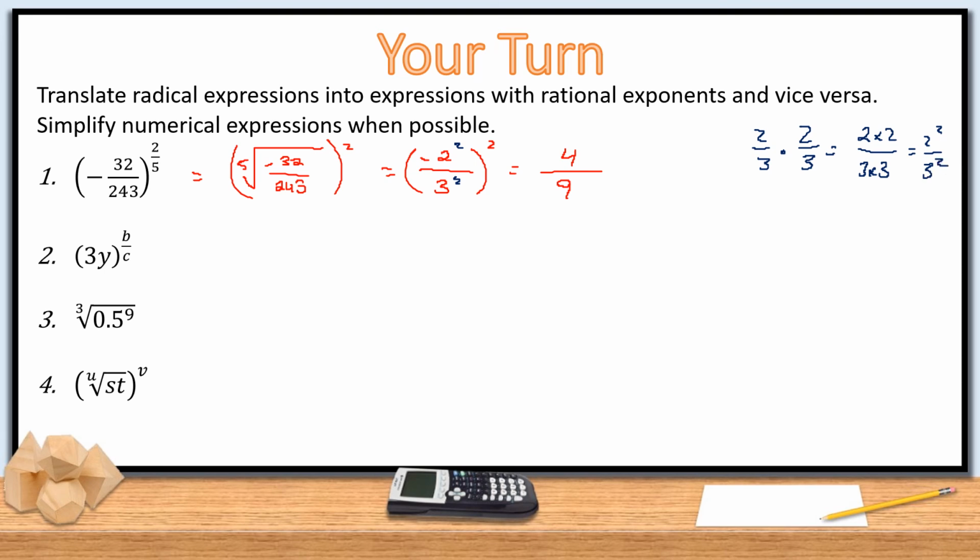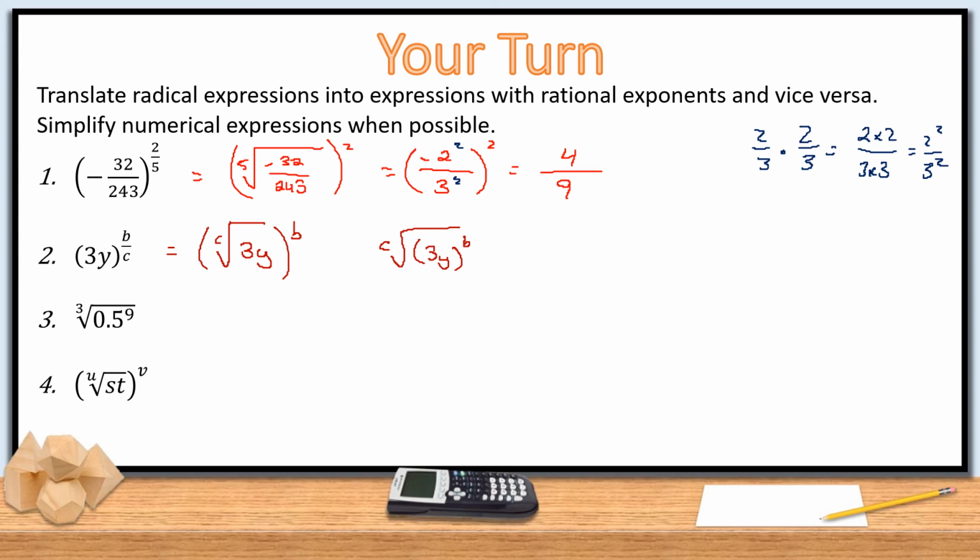All right, 3y to the power of b over c. So it's all kind of hypothetical variables here. So we would have the c root of 3y all to the power of b. You could also have written this as c root of 3y to the power of b.